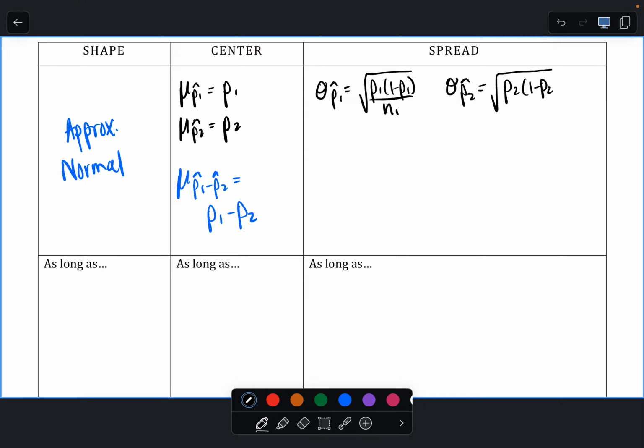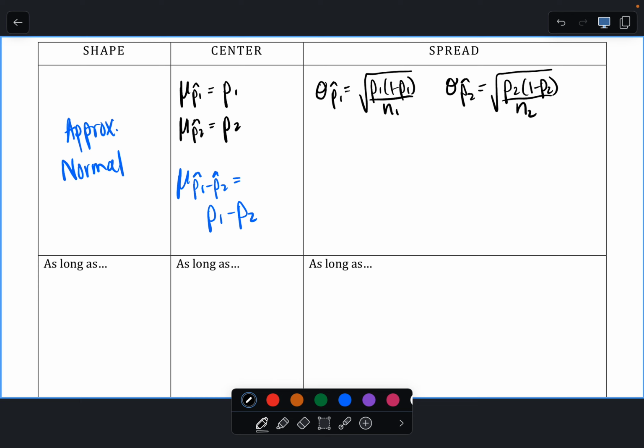1 minus p2. And sometimes they'll have weird questions in multiple choice where they make you think you're combining it together, and then they'll ask, what's the standard deviation of men? And that's all they care about. And then that's when I would use one of these two formulas.